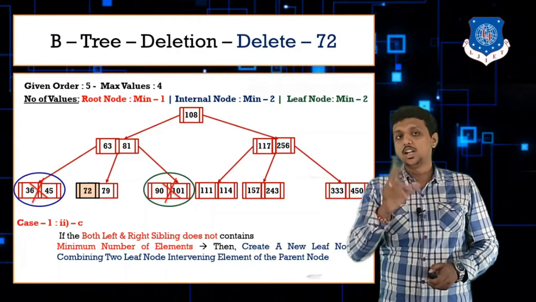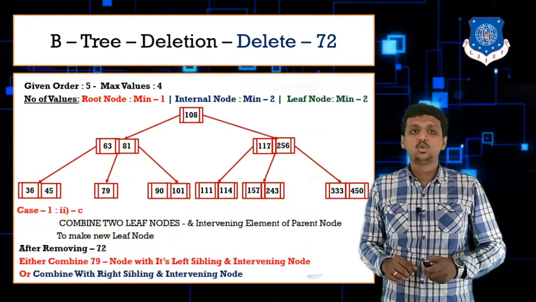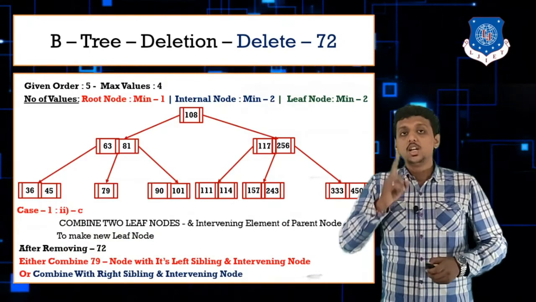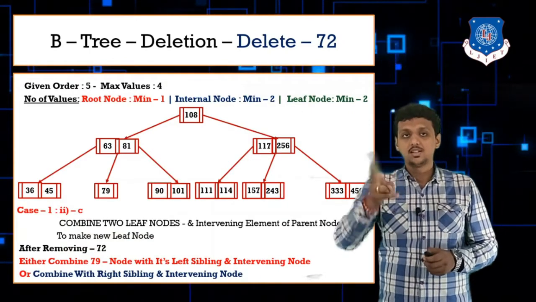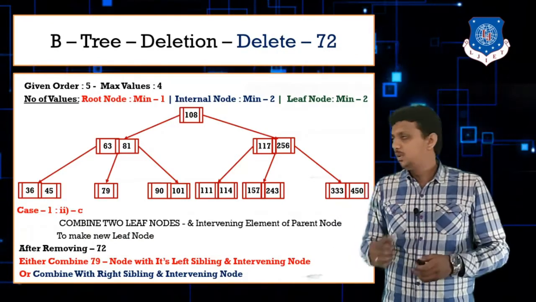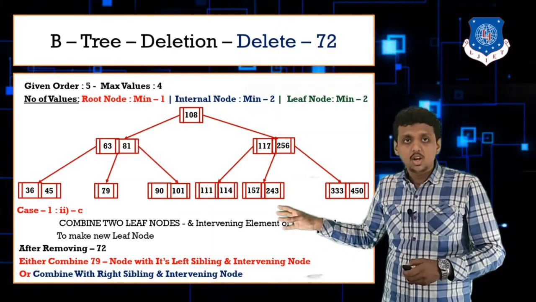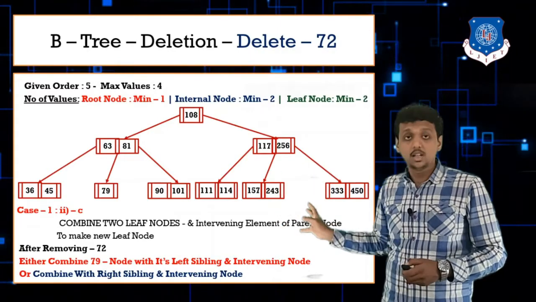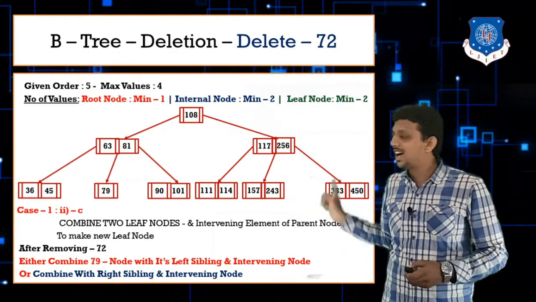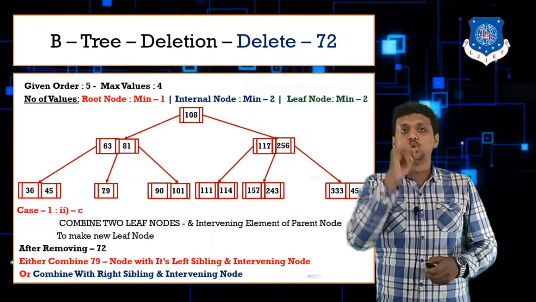So what I am going to do is show you how we can combine the values. Here you will get two different answers. Some of you may choose the left sibling and some of you may choose the right sibling. In such cases both answers are different, so I will show you both of them.